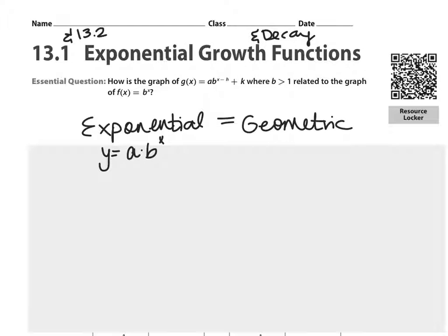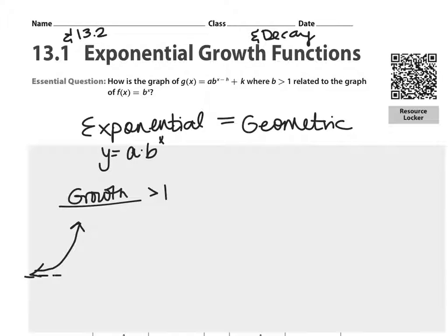You can have exponential growth, which is kind of what you think. We're talking about something that's getting larger over time. This happens when your multiplier, your b value or your pattern, is greater than 1. So if your pattern is greater than 1, that's going to make it get larger. Notice that there are two options for that. So growth can look like this.